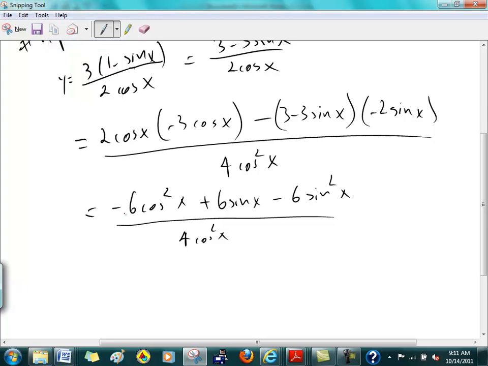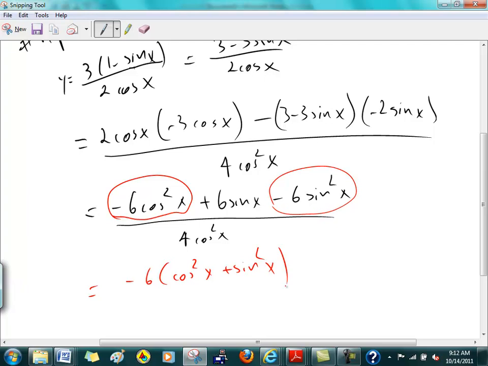If you were to combine this thing here and this thing here, what would you get? Negative 6 actually, because there's a minus sign there. So this would actually become negative 6. If you factor it, you get that. So everybody with me on this? Okay. And then this guy stays as is.